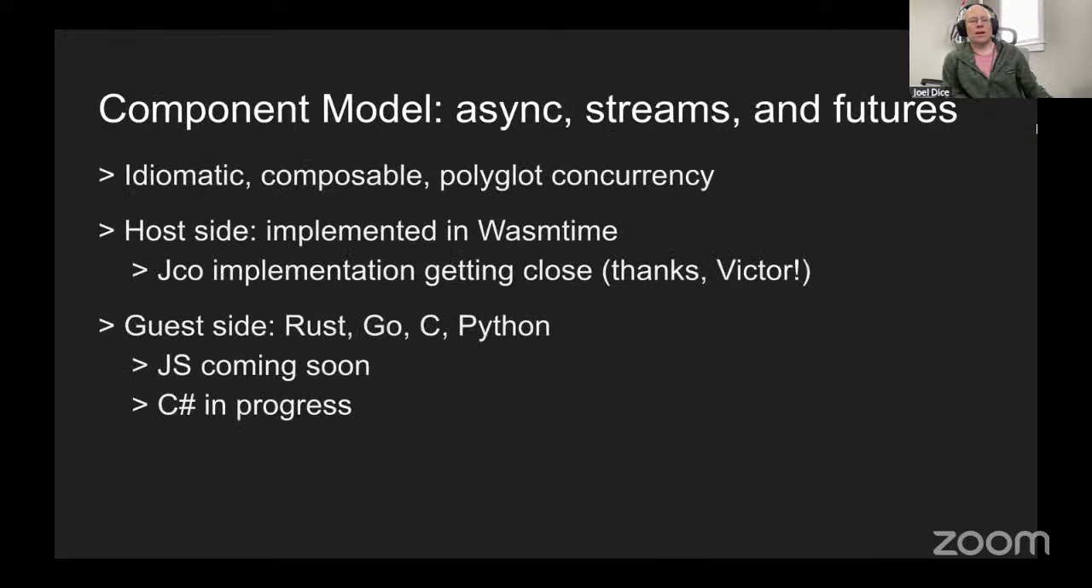On the component model side, of course, you've already heard a lot about component model async functions, streams, and futures. The idea here is idiomatic, composable, polyglot concurrency. P2 had a homegrown kind of concurrency model, but it wasn't composable. It was not necessarily idiomatic without a lot of boilerplate on top. And because of lack of composability, the polyglot aspect was kind of limited. On the host side, it's implemented in Wasmtime. JCo's getting close. Victor's doing some awesome work there. On the guest side, we've got binding generation support for all these languages, with some underway.